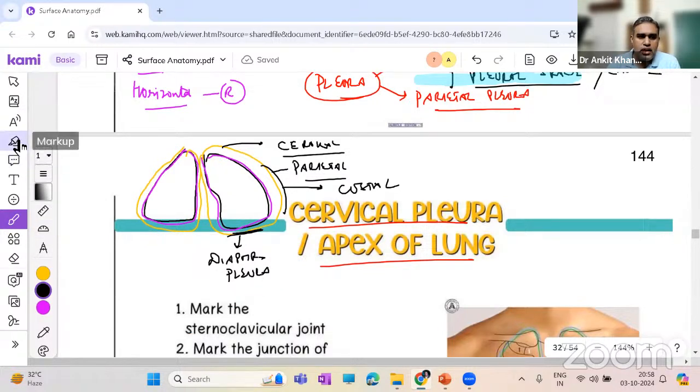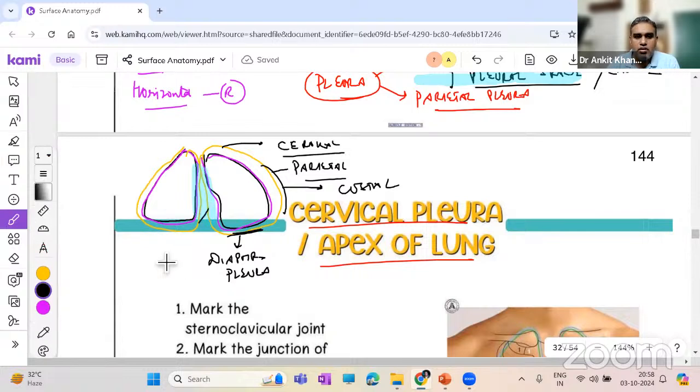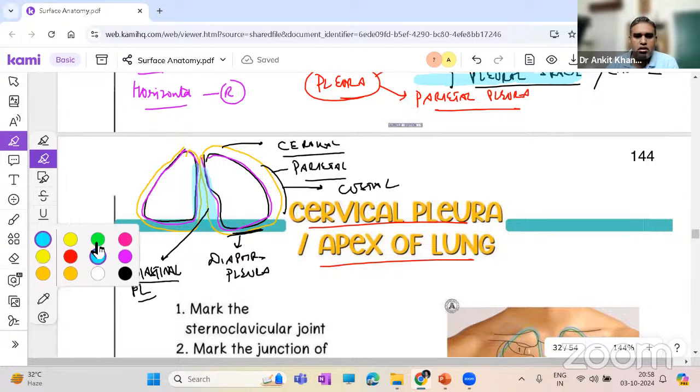And this part of the pleura, let me highlight, is towards the mediastinum. So we'll call this side the mediastinal pleura. For those who are not aware of the mediastinum, don't worry, it will come as a separate topic. So we have 4 names for the parietal pleura: cervical, costal, diaphragmatic, and mediastinal pleura.